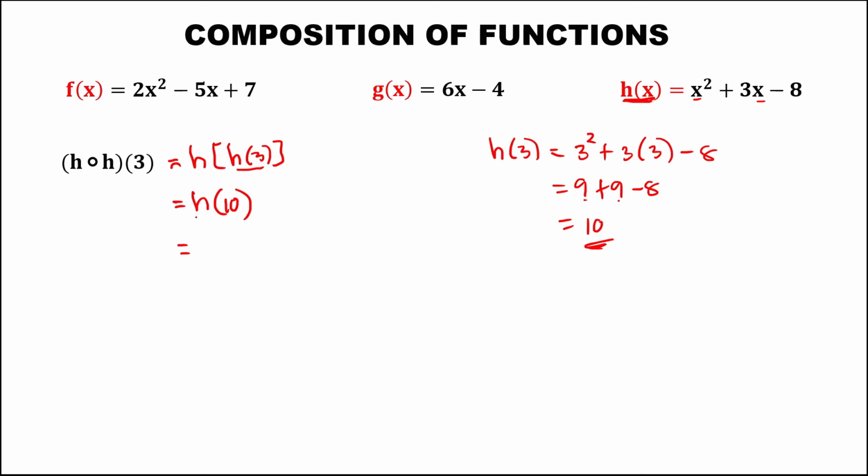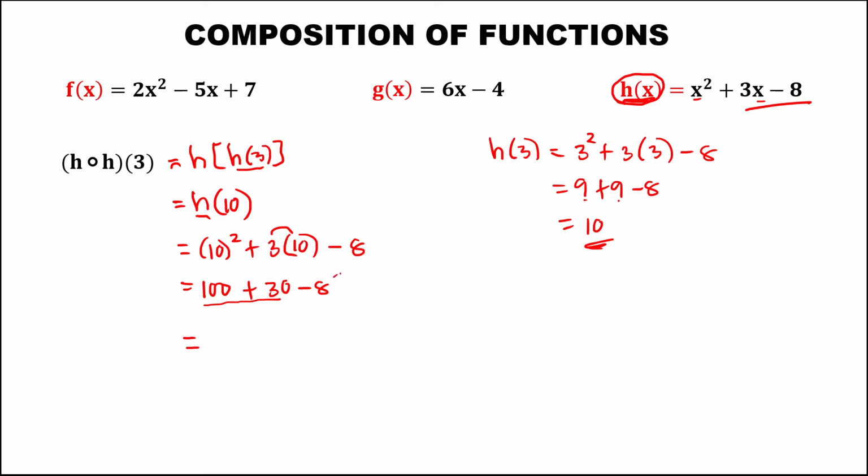So to find the value for h of positive 10 from h of x, x is now equal to positive 10. So this becomes 10 to the power 2, then plus 3 times 10, minus 8. 10 to the power 2 is 100. 3 times 10 is 30, then minus 8. So this is 130 minus 8. So this composition is equal to 122.